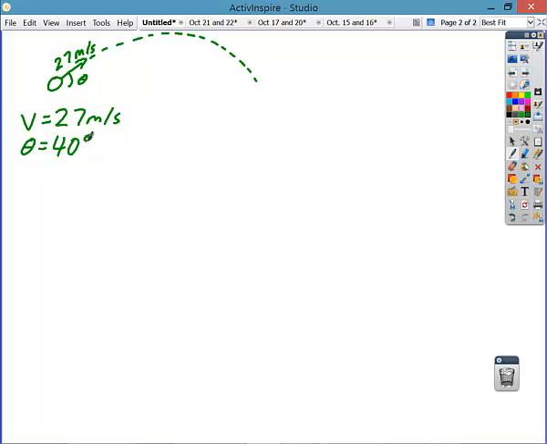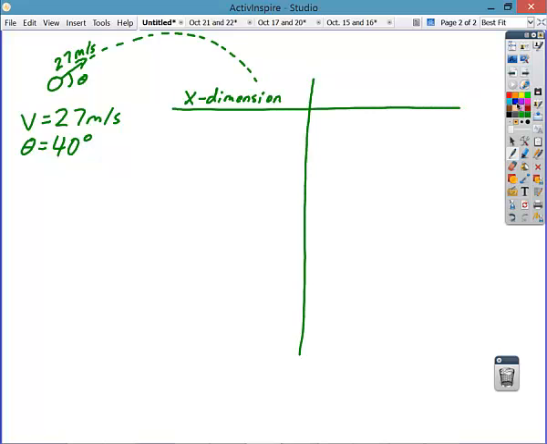Now, what you're going to want to do is split this paper into an x dimension and a y dimension. So split your piece of paper. The reason why we do this is because the ball doesn't act the same. It doesn't follow the same rules in the x and y dimension.